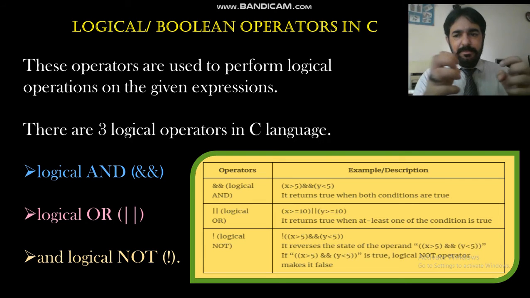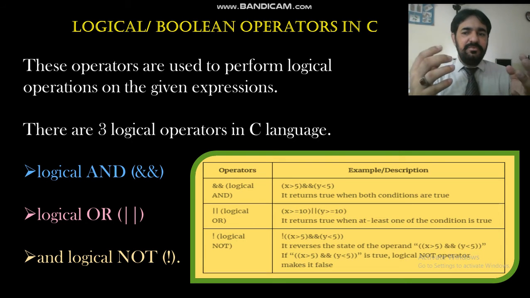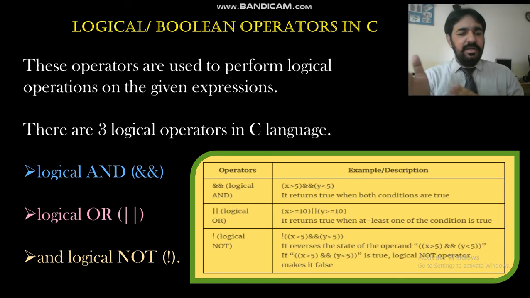Then by combining these gates we make further gates, like AND with NOT makes something else, and OR with NOT. We have NAND, NOR, XOR and so many other expressions we are using, but we have only three basic logic gates, if you are remembering.